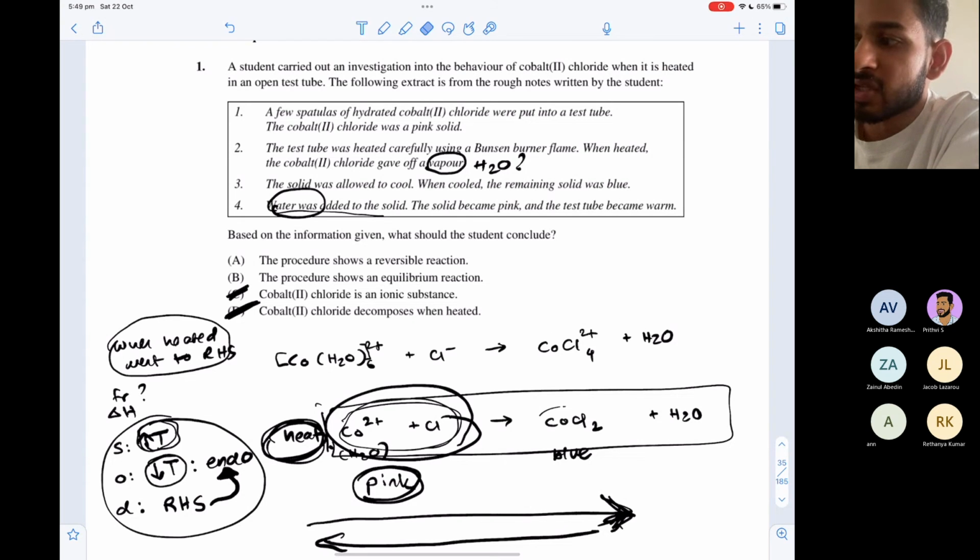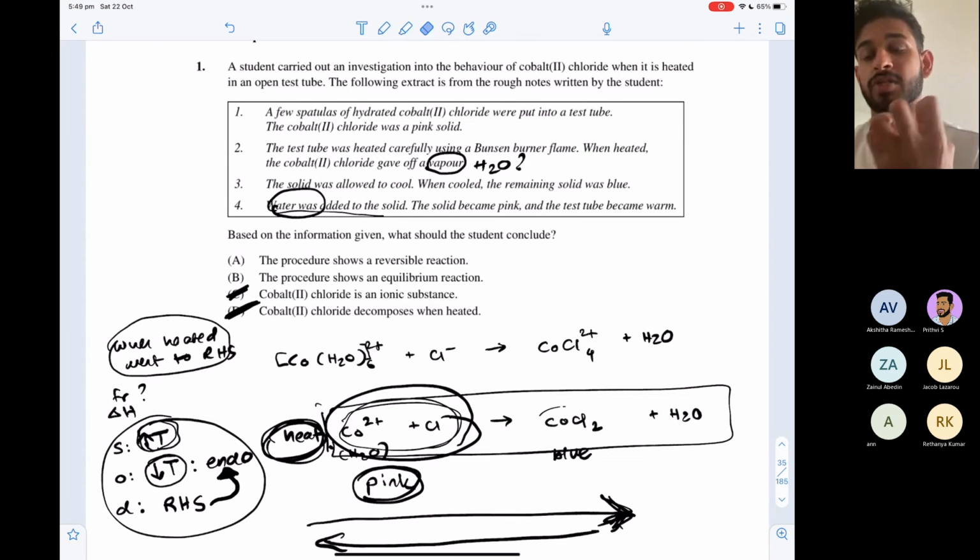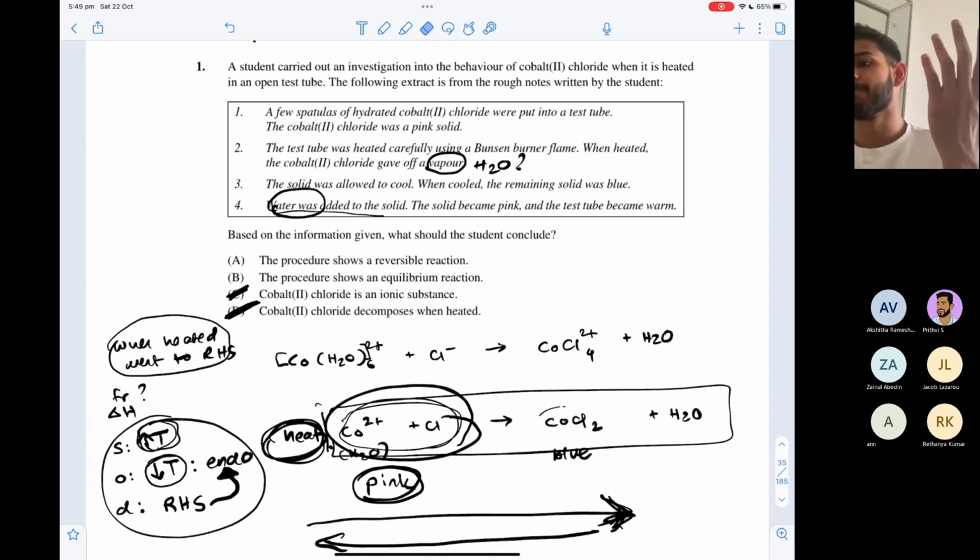Decomposition is when you get a solid and you break it down into other substances. A key example is calcium carbonate. When you heat it, it will decompose to calcium oxide, and you'll form carbon dioxide, which you pick up with the lime water test.